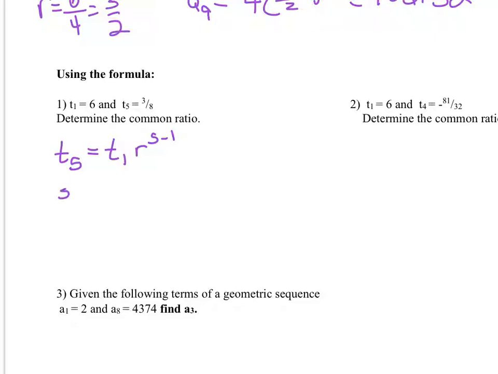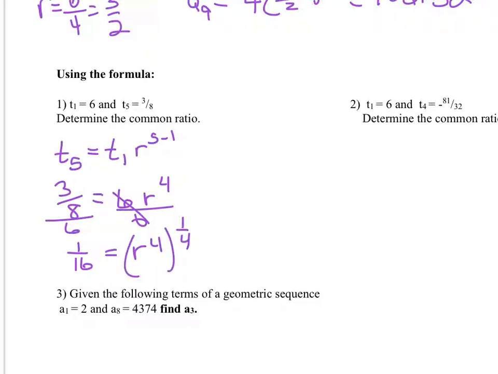T5 is 3 over 8. T1 is 6. We don't know what r is, but we know the exponent is 4. So divide by 6, and you get 1 over 16 is equal to r to the 4th. Now there's no other way to do this: you do the 1/4 power. Remember, you flip your exponent, and you should get 1/2.